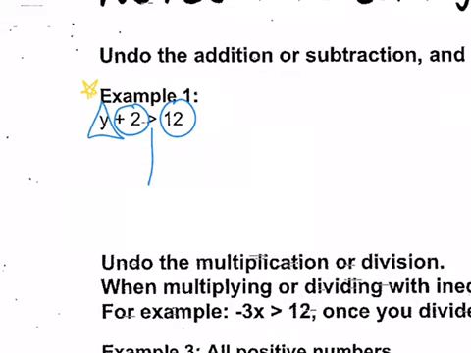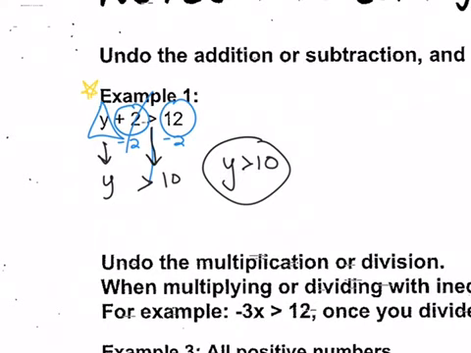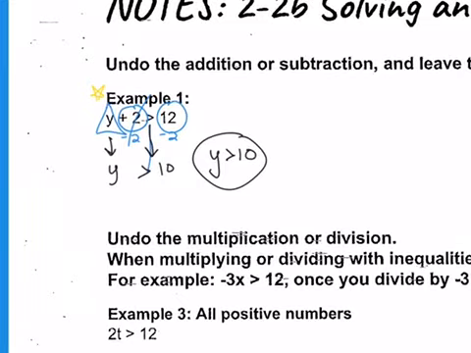So to get rid of that plus 2, I do the opposite. So I'm going to say minus 2 on both sides. So then I've got 12 minus 2 is 10. Bring down your y, and then bring down that symbol. So your answer looks like y is greater than 10. So whatever y is, we don't know. It's a number that's bigger than 10, something larger than 10. That's what that's telling you.